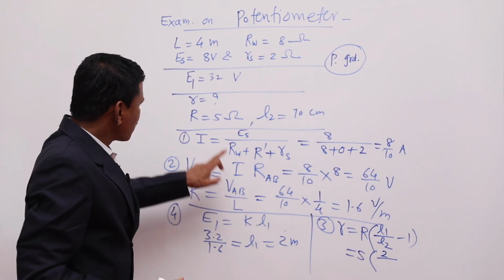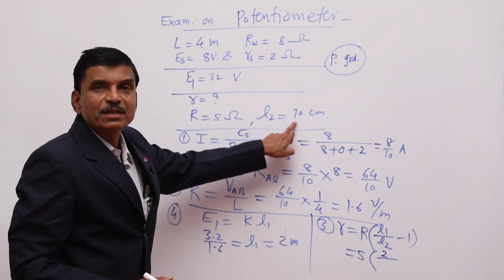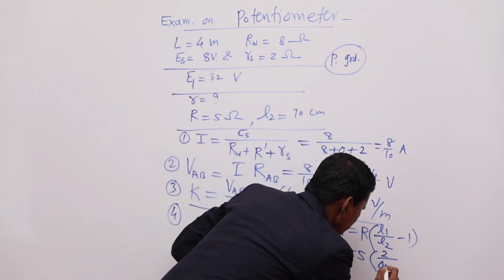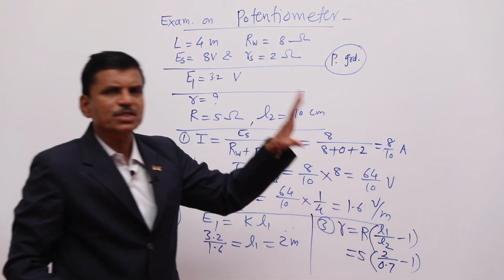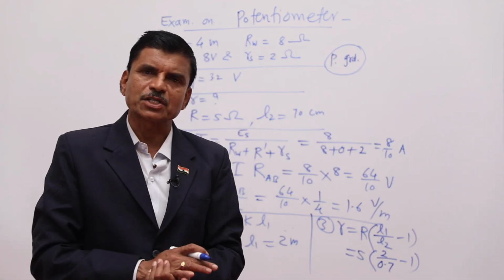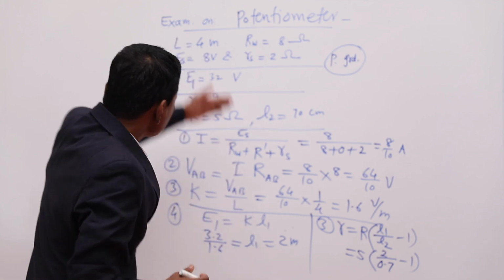L2. What is the balancing length? They have given 70 centimeter. So it is 0.7, minus 1. Do this calculation and find the internal resistance of that cell. Okay. So this is the process.